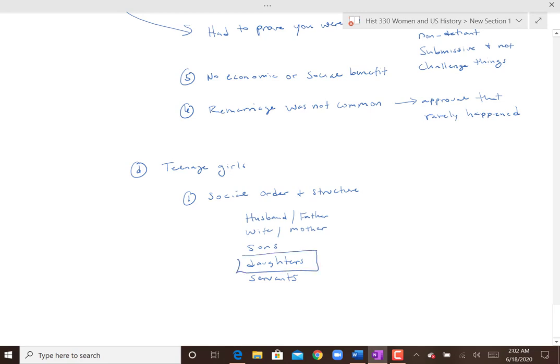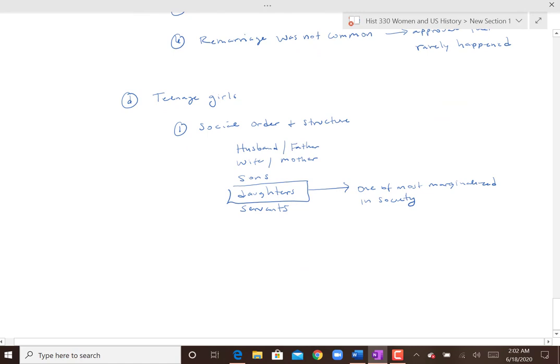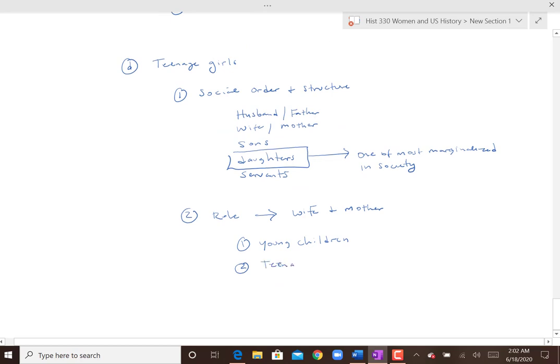But in terms of where you ranked, girls were one of the most marginalized, besides servants, in society. But the servants weren't usually seen as Puritans, right? So out of the Puritans, you were one of the most marginalized groups. Because your ultimate role as a girl was to be a wife and mother, you're in this in-between phase. Young children have a higher value because they're little kids who need to be taken care of. But then you have the teenage years, and then you're eligible for marriage, and this phase is one of the least important groups.